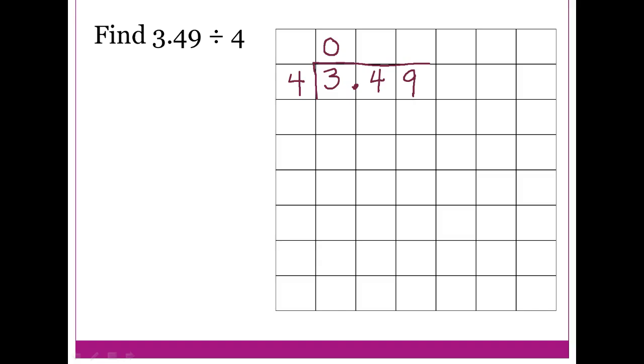I ignore the decimal and I just see how many times will 4 go into 34. 8 times 4 is 32, so that's close but does not go over. I'll subtract and have 2. Next thing I want to do is bring a digit down. You always bring a digit down before you put an answer in the quotient. 7 times 4 is 28. So I subtract and I have 1 left over.